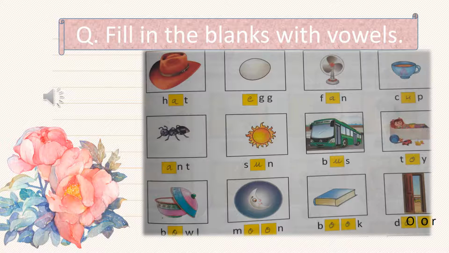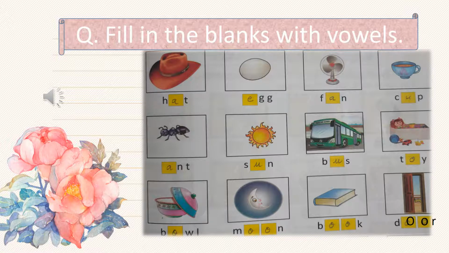For example, the first one is hat. H-A-T, hat. We have filled vowel A here. Egg. We will fill here E. Fan. We will fill in here A. Cup. We will fill in the blank U. Ant. We will fill here A. Sun. We will fill U in the blank space. Bus. We will fill U in the blank space. Toy. We will fill vowel O in the blank space.